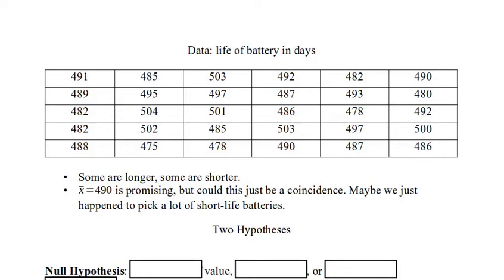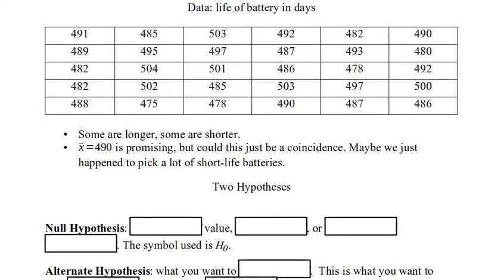If you average these 30 lengths in days, you get 490 days. Now that looks promising for our claim, but it could just be a coincidence. Maybe we just happened to pick a lot of short-lived batteries. Now remember, we're going to use the distribution of the sample means to determine whether this really would happen, what the probability of this happening, or something more extreme, if we assume the null hypothesis. So let's talk about those.